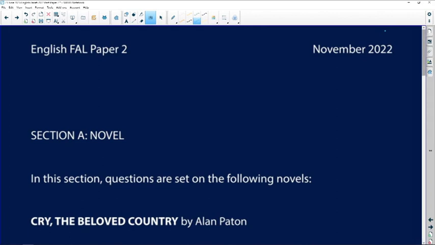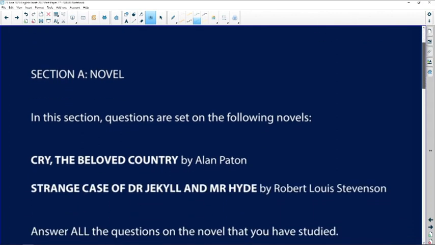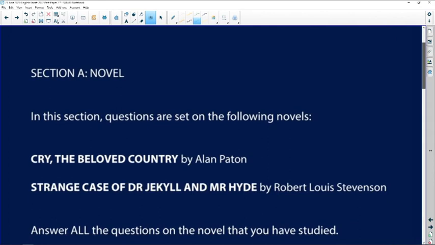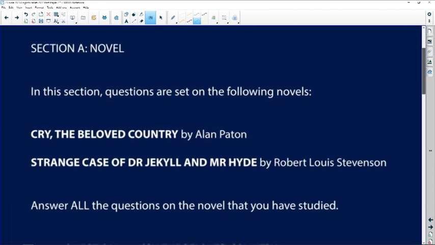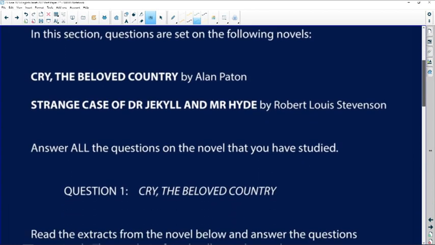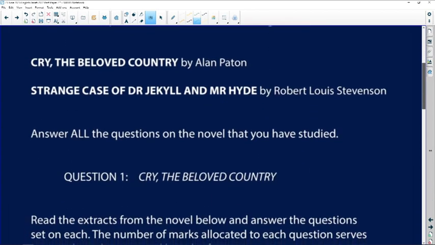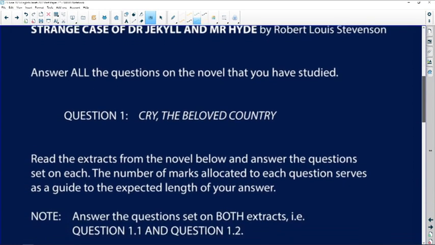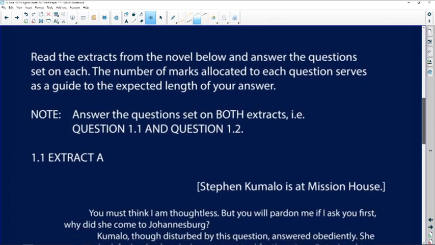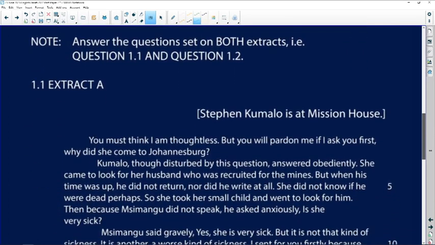Now, your paper is set out: novel, drama, short stories, poetry. But in the novel section, there are 2 novels, and you will not have done both of them. So the first novel is Cry the Beloved Country. That's the one that they put in.